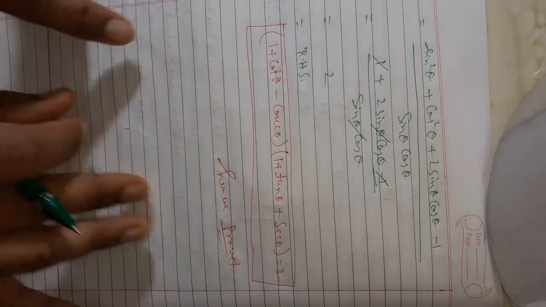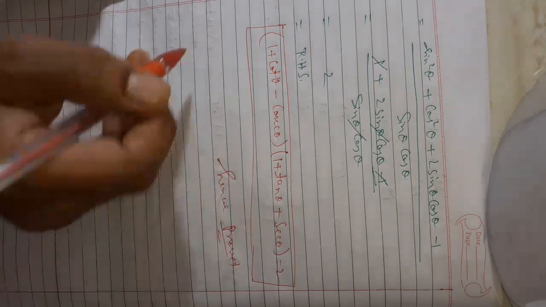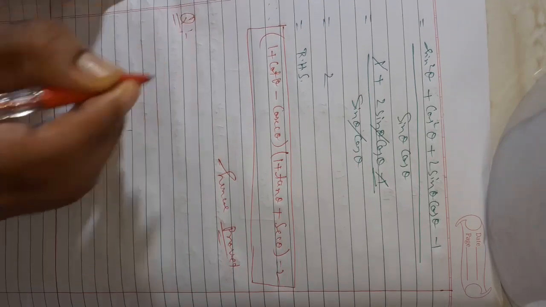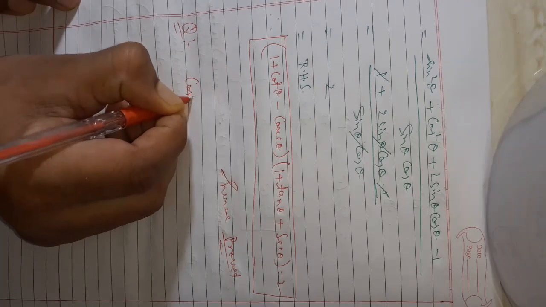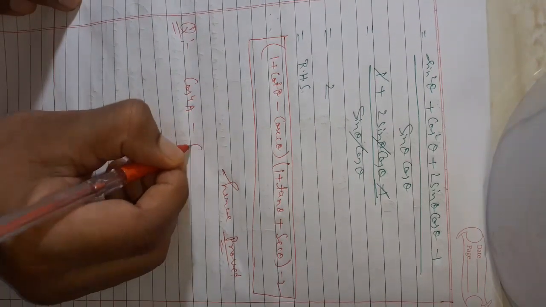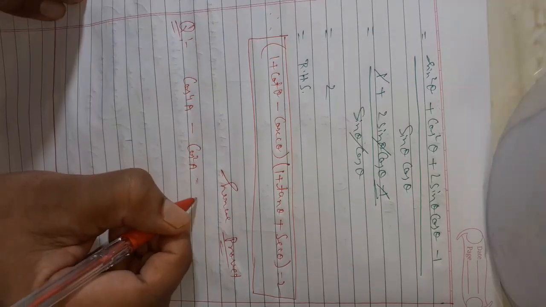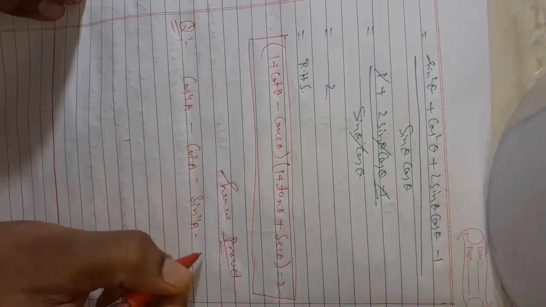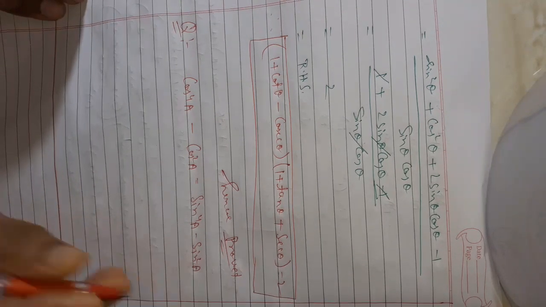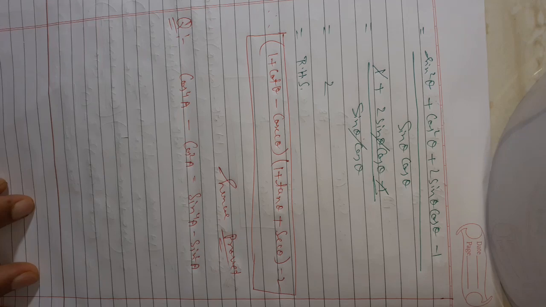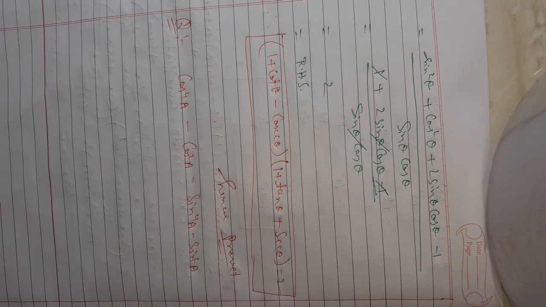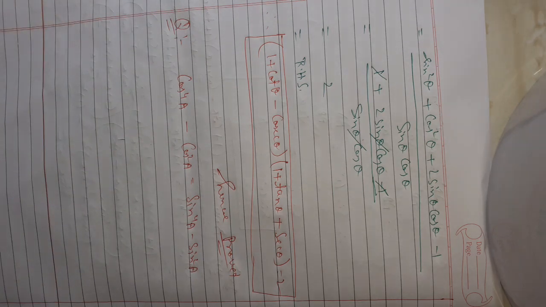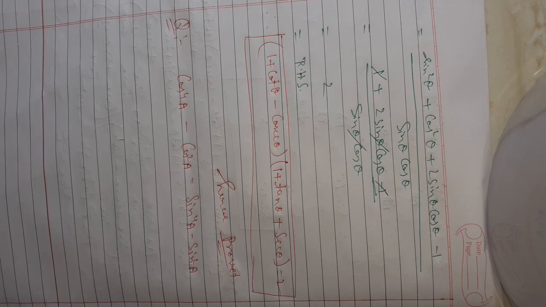Cos power 4a minus cos square a is equal to sin power 4a minus sin square a. Okay, so ये है, you have to find out its value. Cos power 4a minus cos square a is equal to sin power 4a minus sin square a. So now what will be its value? Okay, तो देखिए क्या हो जाएगा. Cos power 4a minus cos square a.